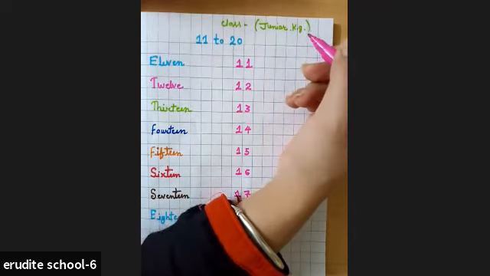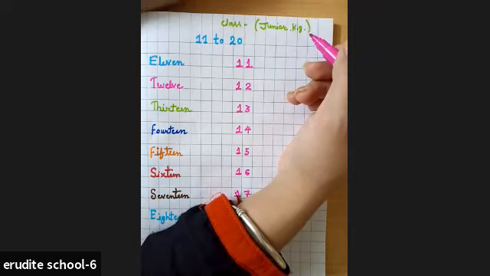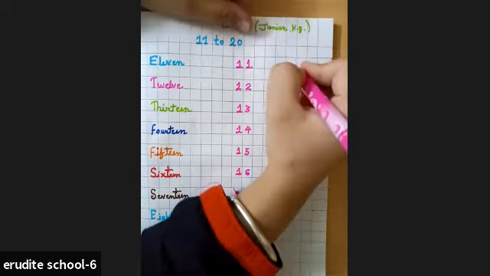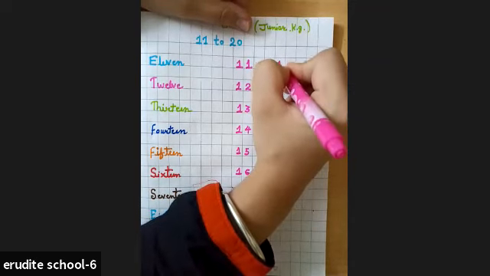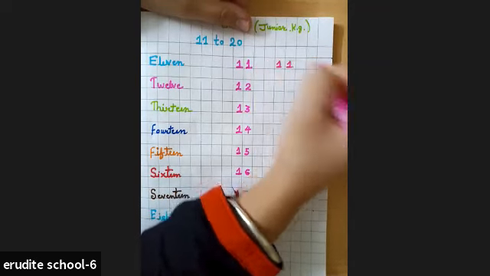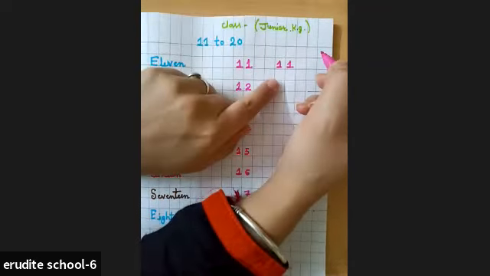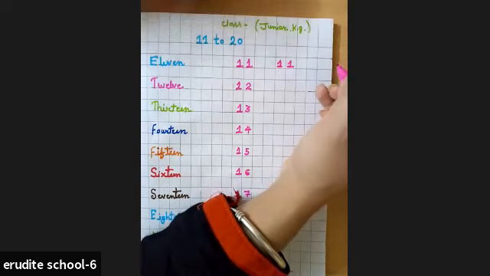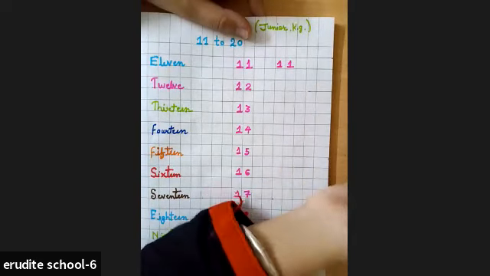Okay. So now 11. Spelling of 11. Speak with me, everyone. E L E V E N. 11. Okay. Now 1, 1, 11. Okay. And now next.